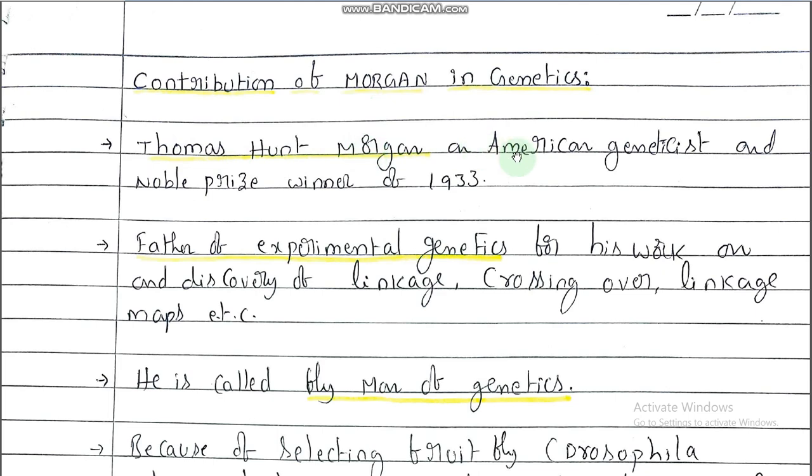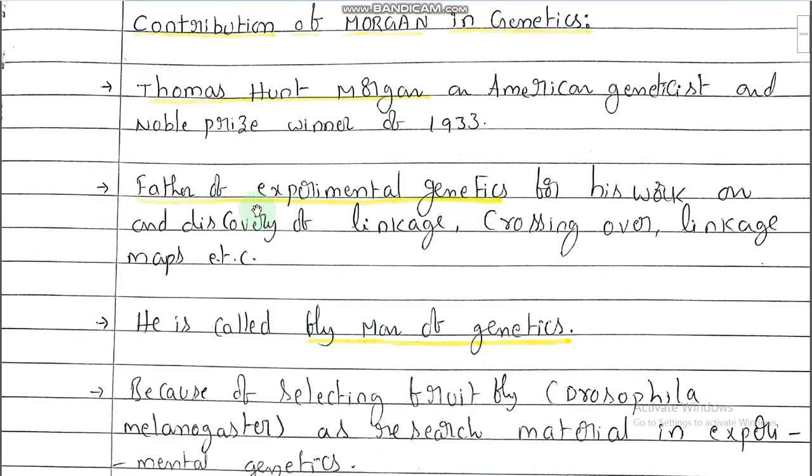Thomas Hunt Morgan, an American geneticist and a Nobel Prize winner of 1933. He is called the father of experimental genetics for his work on the discovery of linkage, crossing over, and linkage maps, etc.